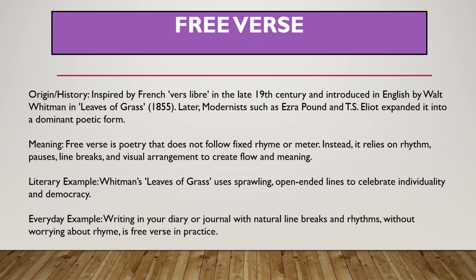I hope you got the meaning of free verse. Okay, it is poetry that does not follow fixed rhyme or meter, but it totally and completely relies on rhythm, pauses, line breaks, and visual arrangements to create that necessary flow which is required in poetry. An example is Whitman's Leaves of Grass, which was written in 1855. And then an everyday example is the way you write something in your diary or you write letters to someone. So that is a simple everyday example. You write in your diary or journal with natural line breaks and rhythms without worrying about rhyme. So it is a kind of free verse.